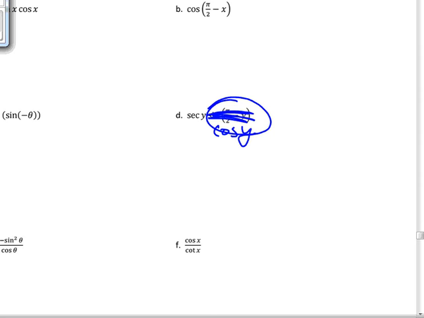Another strategy I want to remind you about: change everything into sines and cosines. It doesn't always work, but sometimes it works really well. Like secant, secant's really 1 over cosine.